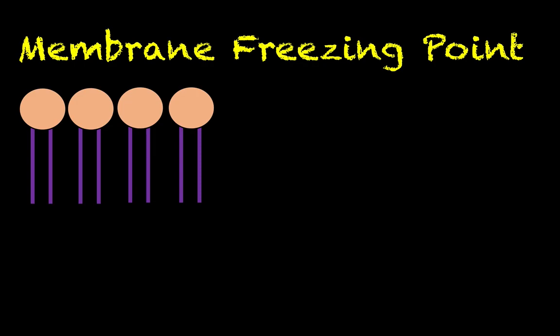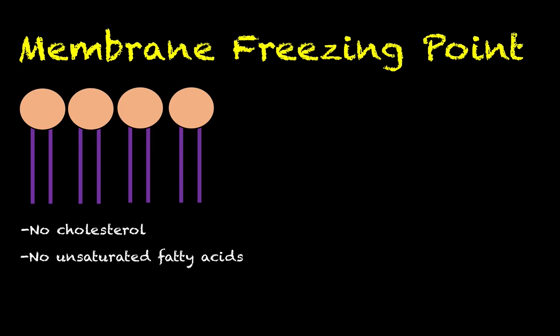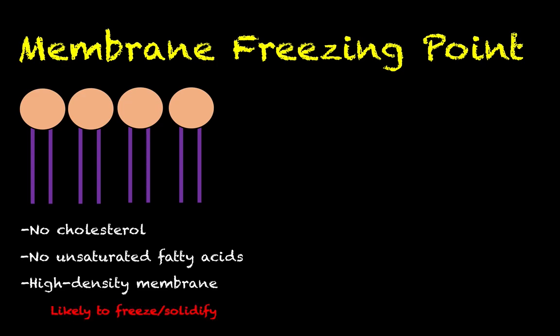So let's consider a couple of situations here. In the first situation, we have no cholesterol in the membrane, and the fatty acids that are attached to the phospholipid heads are going to be saturated fatty acids. So if the phospholipids have nothing but saturated fatty acids, then those tails are going to stick straight out, and because there's no cholesterol in here, these phospholipids are going to pack together very tightly. They're going to have a very high density, and this is going to produce a membrane that is very likely to freeze or solidify at normal body temperature, which is 37 degrees Celsius.